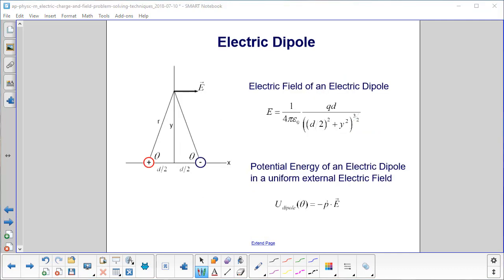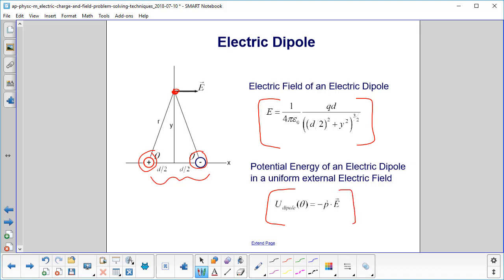The last chapter that was dealt with was the electric dipole, which is a positive charge right here, negative charge separated by a distance, and we wanted to find the electric field at this point on the perpendicular bisector of the dipole axis. We find it's to the right, and this was the electric field that we calculated. We also calculated the potential energy of an electric dipole in a uniform external electric field, and that is negative P, which is the electric dipole moment, dot the electric field.